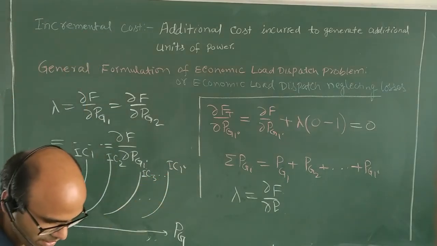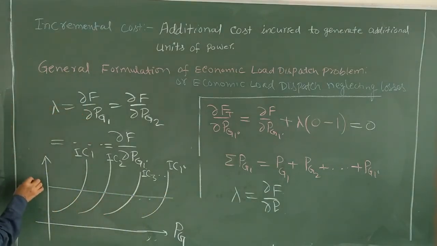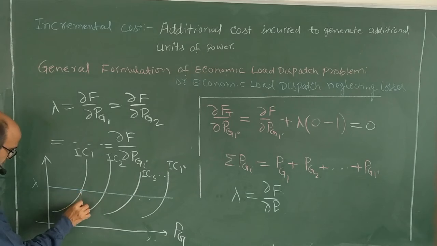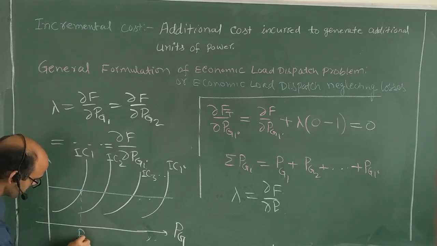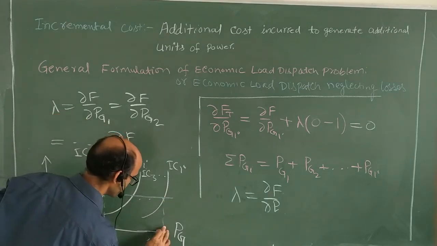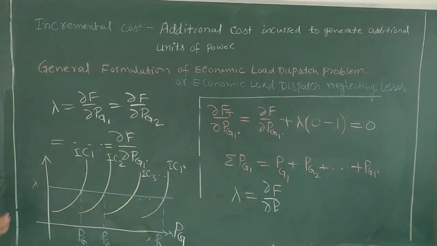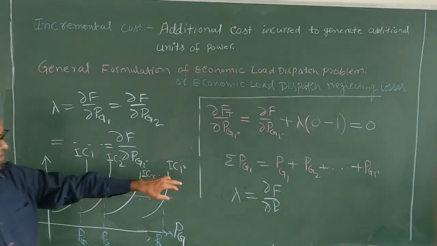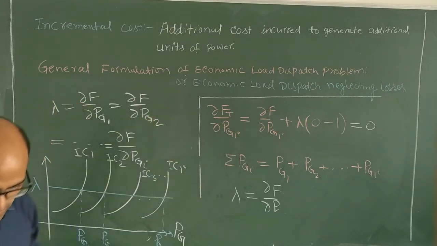There is one lambda that is the same for all generating units. This is lambda. This is the first unit, corresponding to Pg1. This is corresponding to Pg2, up to Pgn. So lambda is the same for all generating units. This is the meaning of this expression. In this case, I have neglected losses, and in the next class we will see it with losses.